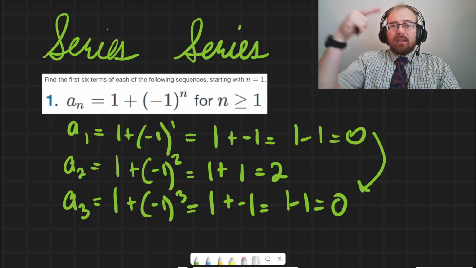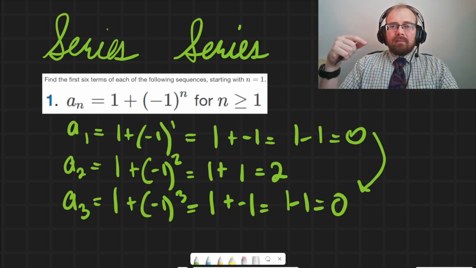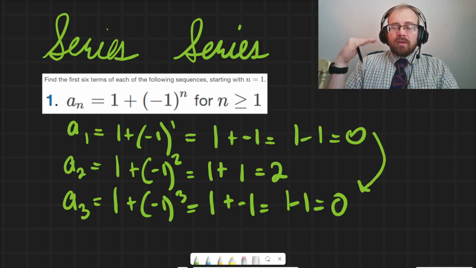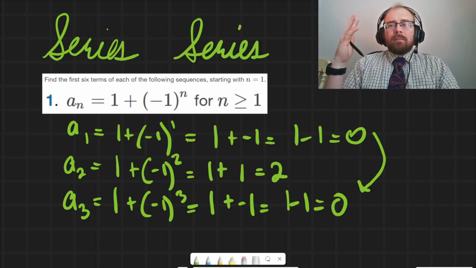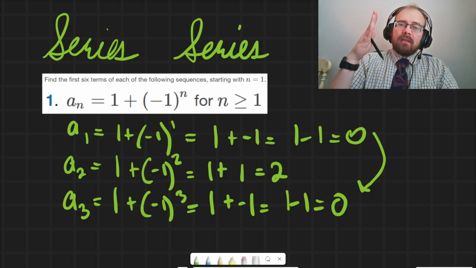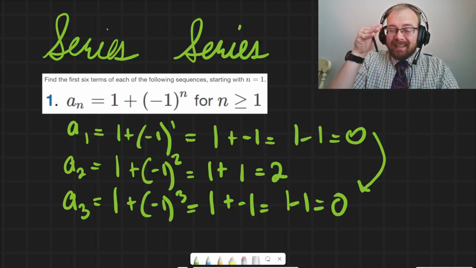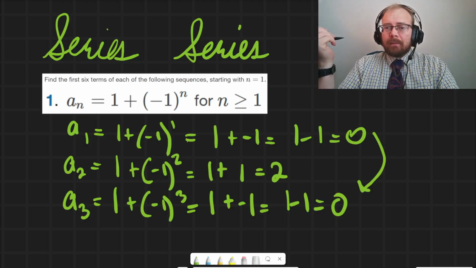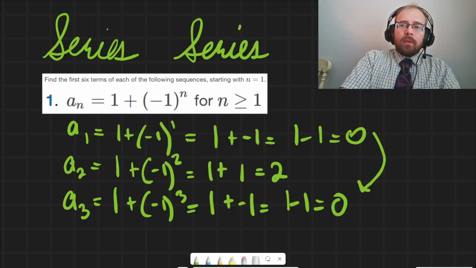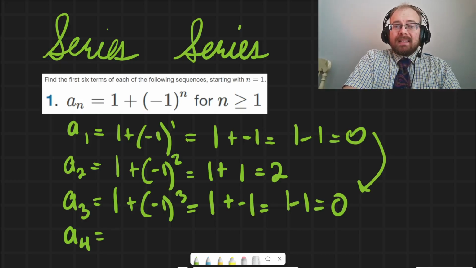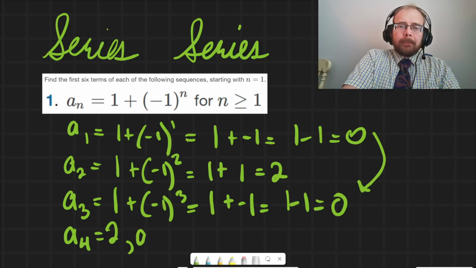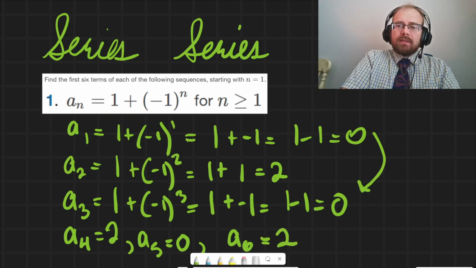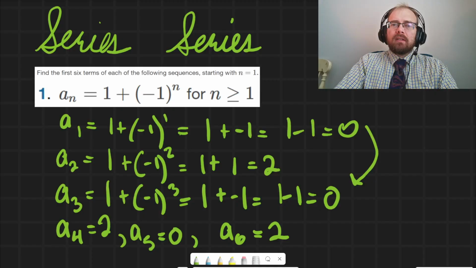Because it cycles. If n goes 1, 2, 3, 4 all the way to infinity, any odd power is going to make it -1. -1 to any odd power is -1, and then -1 to any even power is +1. So basically, I can tell you what the next terms are going to be without really having to do the math. The 4th one is going to be the same as the 2nd one, that one's going to be 2. The 5th one is going to be 0. And then the 6th one is going to be 2 as well. Hopefully you can see that. I'll move it just a little bit.